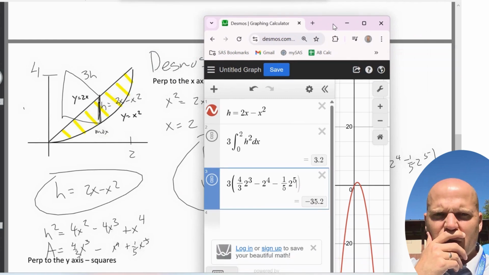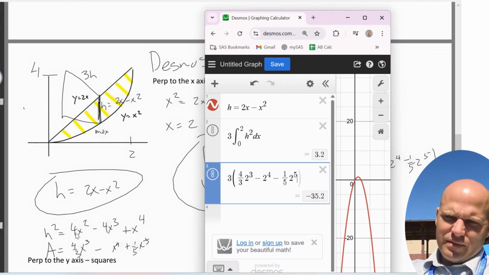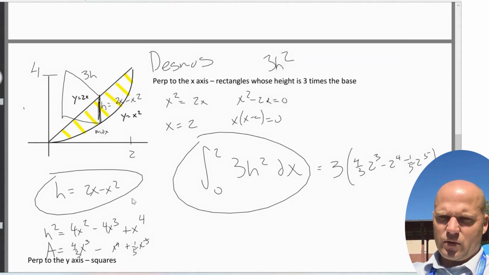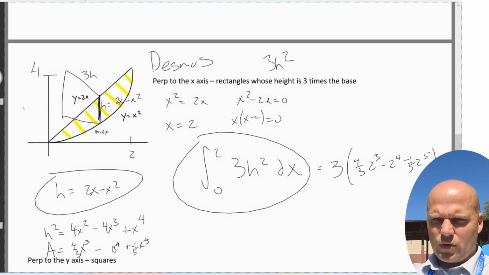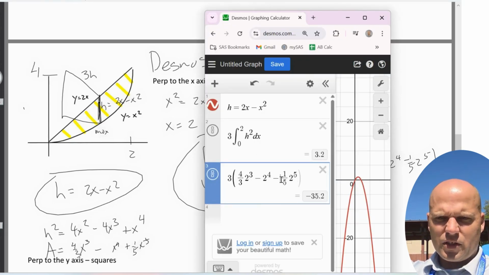3h squared, 2x minus x squared. That's top minus bottom. Square it. 2x times 2x is 4x squared. Negative x squared times negative x squared is positive x to the fourth. Of negative 2x cubed and another negative 2x cubed. Okay, so that's 4/3. This is x to the fourth. Oh, there's a minus. And this is a plus.